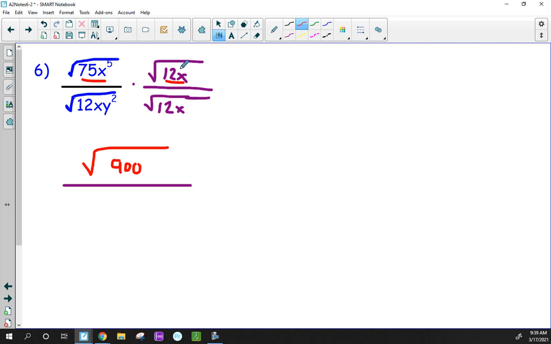X to the fifth times x to the first, add powers when we're multiplying, is x to the sixth. In the denominator, 12 times 12, I'm going to go ahead and write this down, is 144 underneath the radical. X times x is x to the second. And then this first radical has a y squared. This one does not, but we still have to include it underneath.